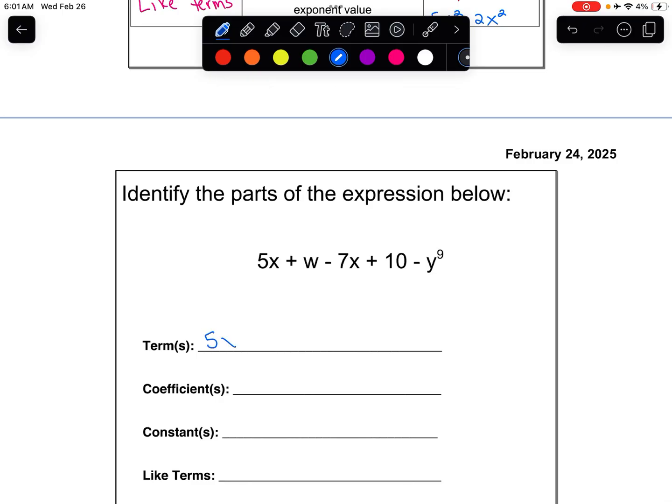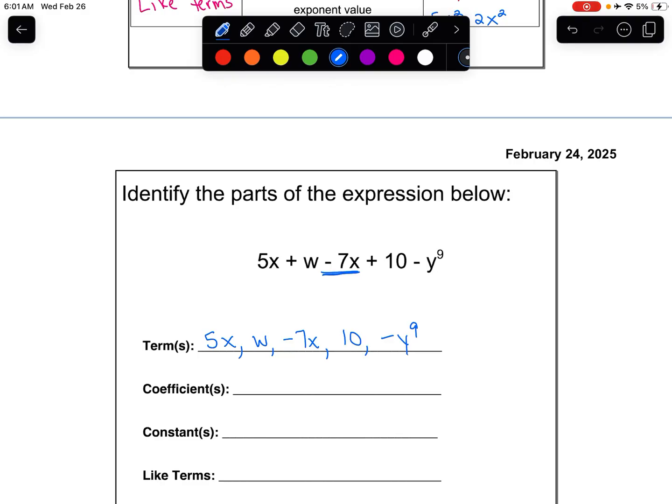So 5x is a term. w is a term. This one is a -7. We're going to talk about bringing the sign in front. And since this sign in front is a minus sign, it also is a -7x. A minus and a negative are the same thing, and we'll talk more about that as we work together. All right, our next term in this expression is 10. That's a constant. And then our final term is a negative y to the 9th.